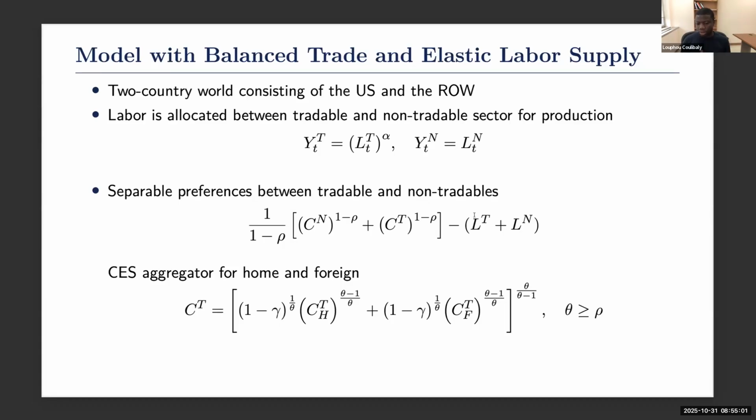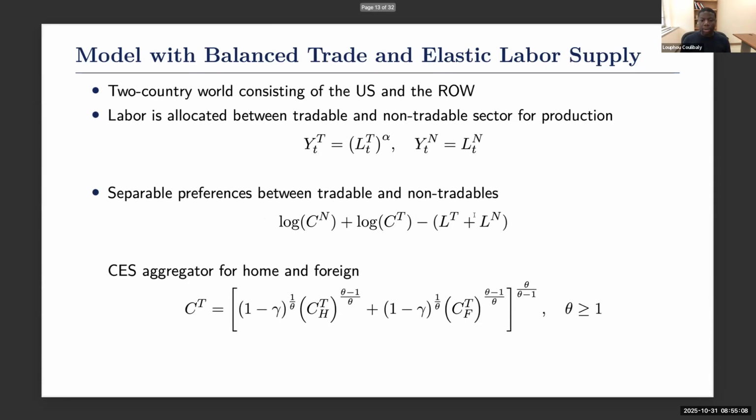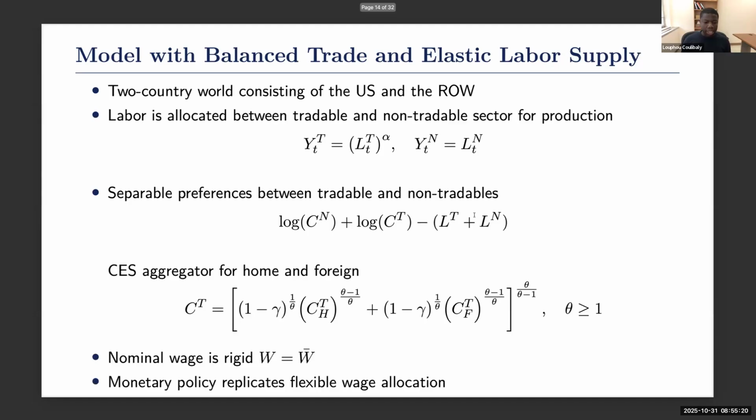Theta is the elasticity of substitution between home good and foreign good, and rho is the IES, or the inverse of the IES. Now, let's assume that we have rho equals 1 to make it even simpler. Then we have log utility, and theta is greater or equal to 1, which is, again, very realistic. And I'm going to also assume that there is nominal rigidity in this world. I mean, it doesn't play a role because I'm going to assume that monetary policy replicates the flexible wage allocation. I'm introducing this assumption because I want to use that later.